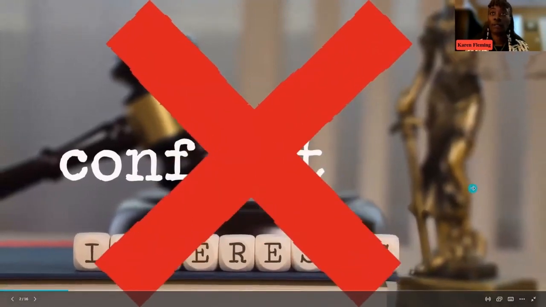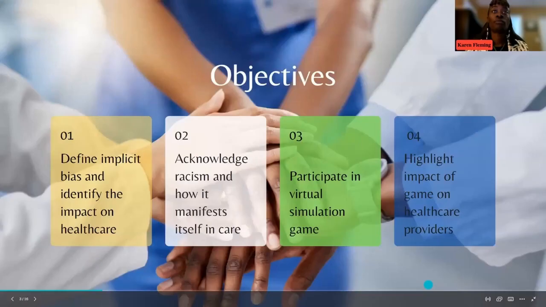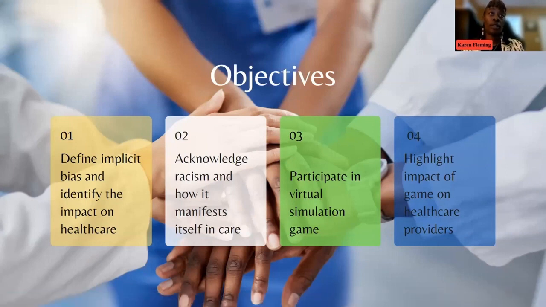I have no conflicts of interest to disclose. And today we will look at defining implicit bias and identify the impact on healthcare, acknowledge racism and how it manifests itself in care, participate in a virtual simulation game, and then highlight the impact of the game on healthcare providers.